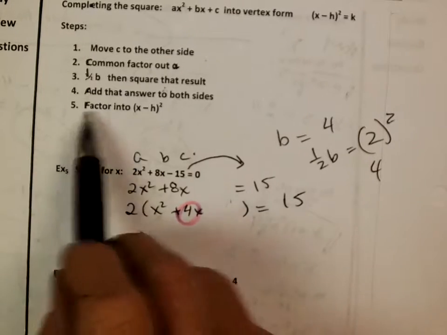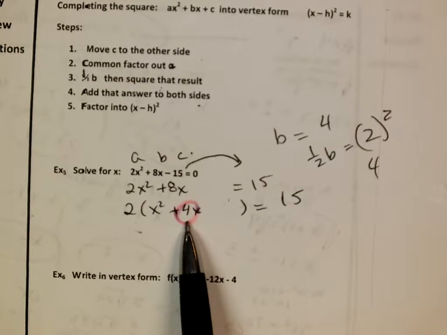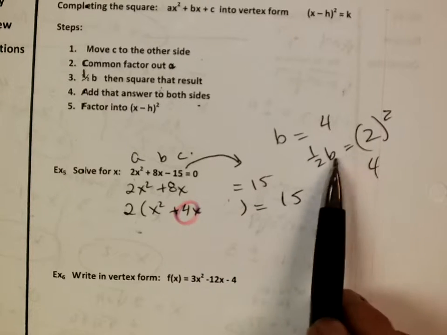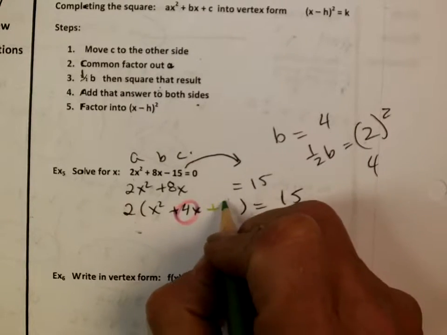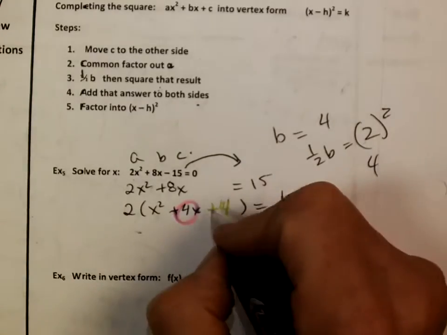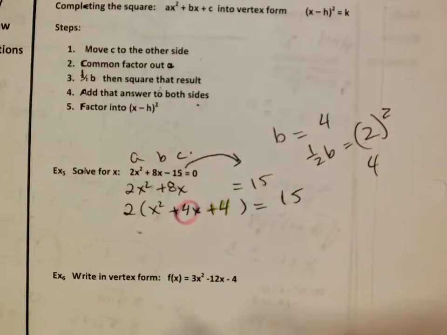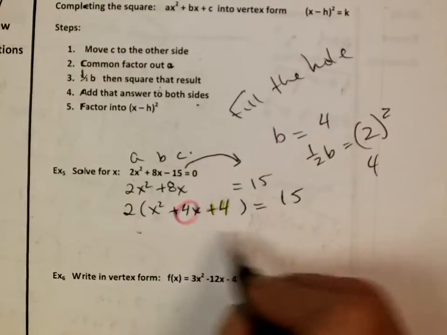Now, it says add that answer to both sides. So here's what I did. I took my 4, took half of it, which is 2, and then I squared it. Now, what I'm going to do is plug that in. I'm going to pop it right into this spot right here. I'm going to go plus 4 there. Okay, plus 4. You guys see that? Probably not. So I put the plus 4 right there. So I fill the hole. I got this little hole right here, and I filled the hole. Okay.